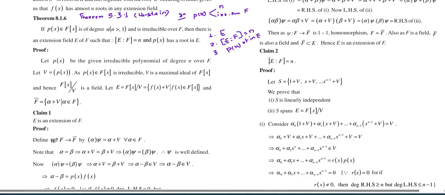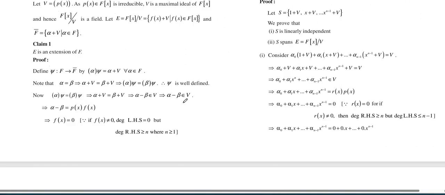For that you define a mapping, say psi, from F to F bar in this way. It takes any scalar here to this collection in F bar. So in this way you define your psi. Being defined by us, we have to check whether it is well defined. So you consider two elements in the domain to be the same, namely alpha equals beta. Obviously alpha + V equals beta + V, and that in turn gives the image of alpha under psi equals the image of beta under psi, and therefore psi is well defined.